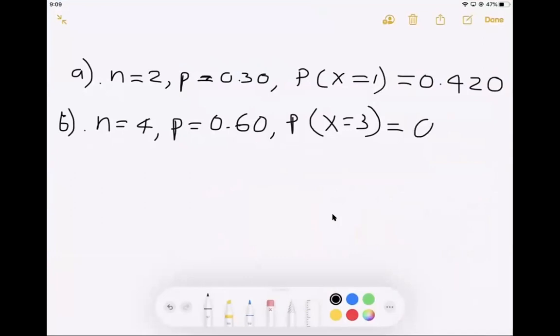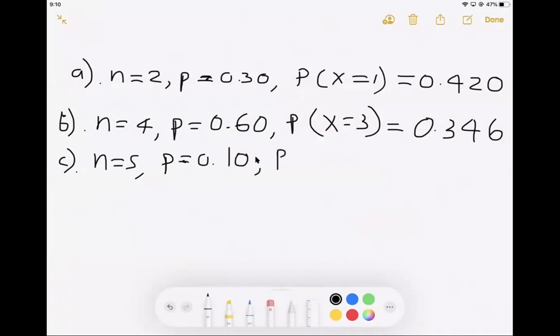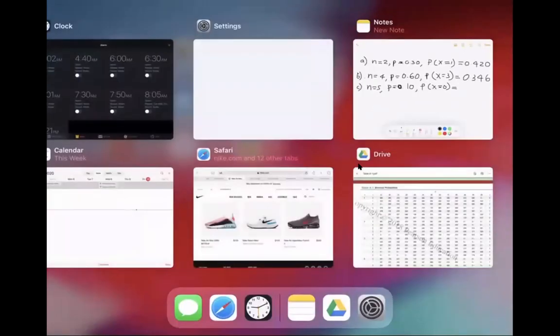Okay, I will write it here. 0.346. Okay. Now next one, C part. n is equal to 5, p is equal to 0.1. Then what is the question? x is equal to 0. Okay. n is 5, here it's 0.1, x is 0. Now we are going to use the table again.